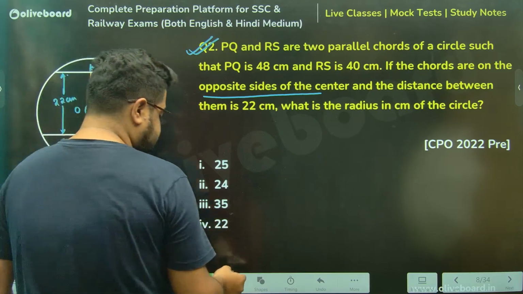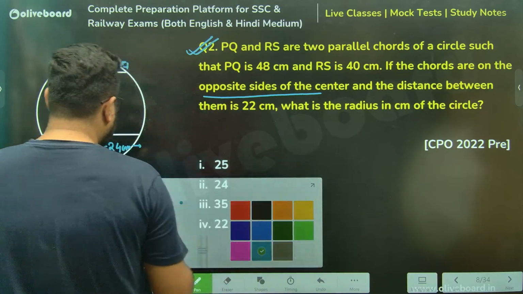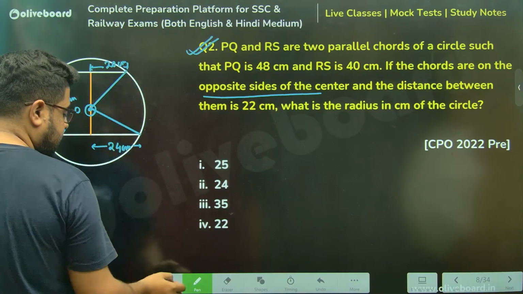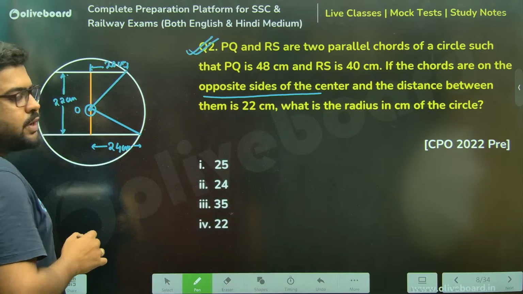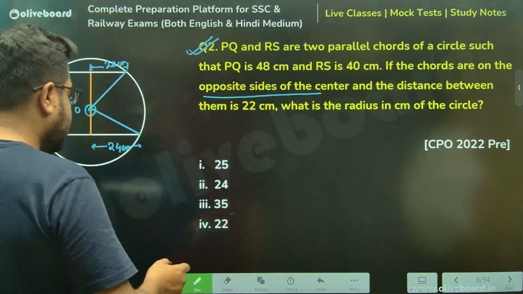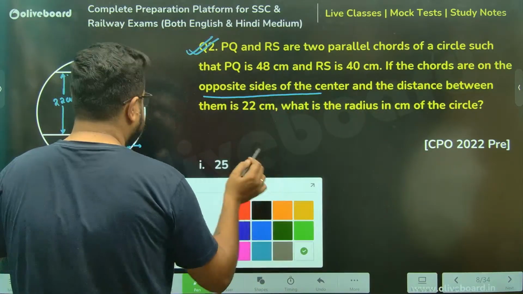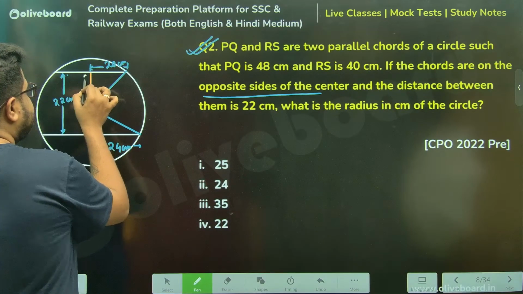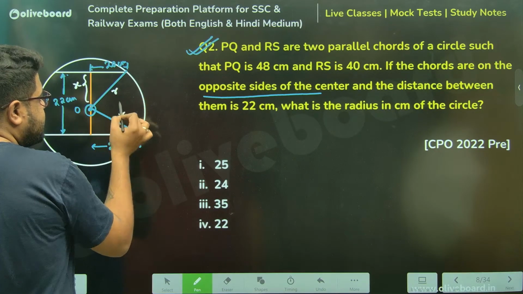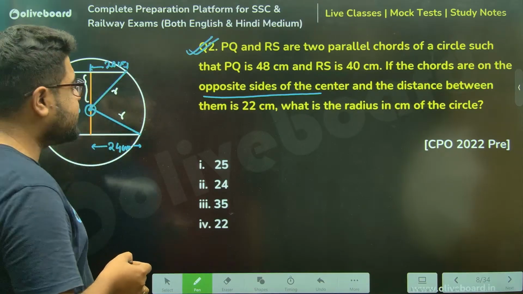Now they are asking what is the radius. Radius meaning, sir, what are these two lengths? Clear, everyone? This is what you need to find. Now there are multiple ways of finding this. The most traditional way will be, sir, take anything as x. This part I am taking as x. So this is r and this is also r. Both are r's, radius of the same circle.